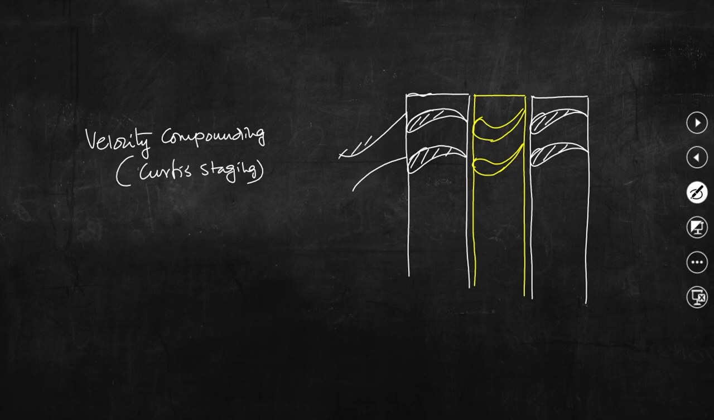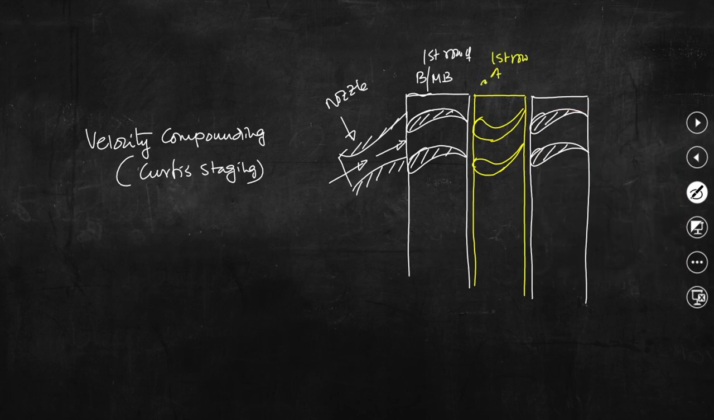So, this is the nozzle and this is the steam flow. So, this is nozzle and this is first row of blades or moving blades, and this is first row of guide vanes, and this is second row of blades or moving blades.